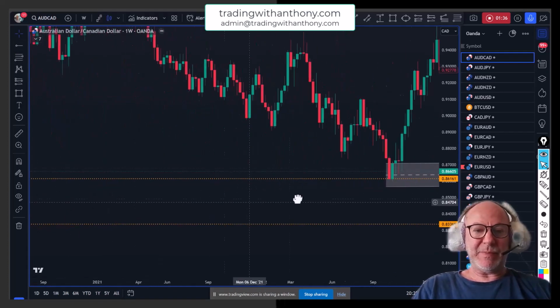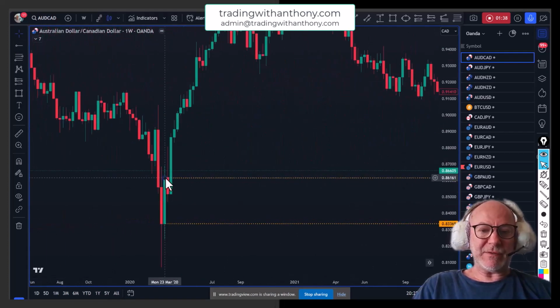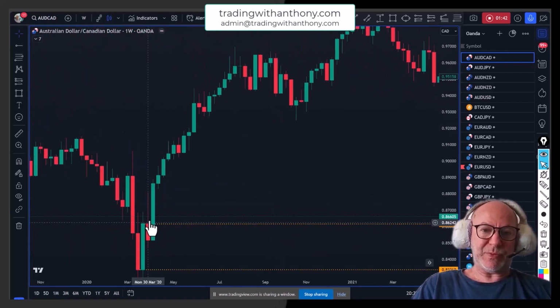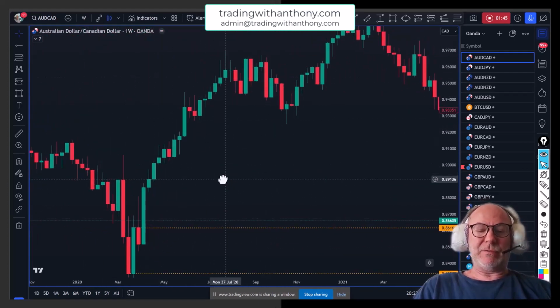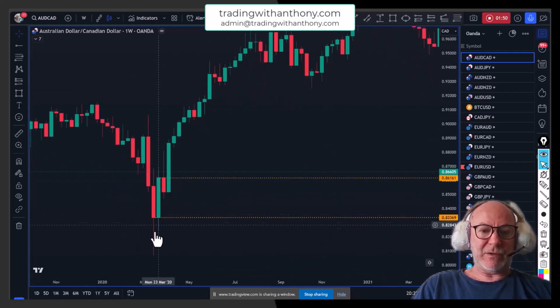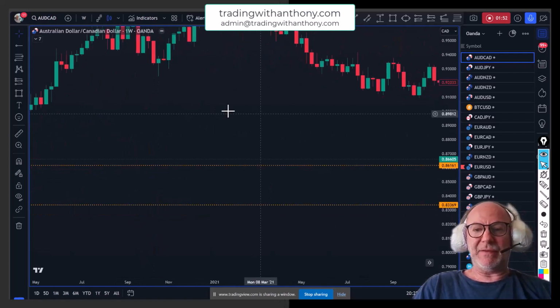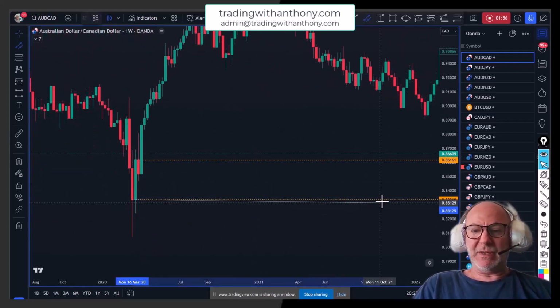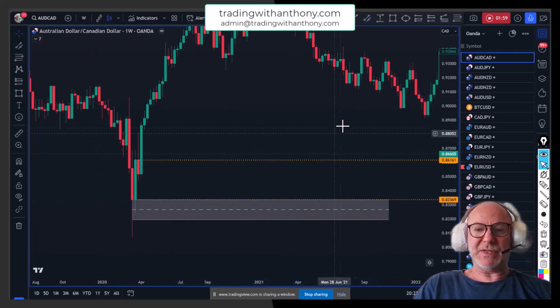Actually, this is a big level. So we've got the high of this green candle here, body, and this is an accumulation range prior to this strong expansion to the upside here. And you want to mark up the high and low. You've got liquidity resting under here that they're going to probably target. So this is a target for me, short. Right, so let's just have a look at that.